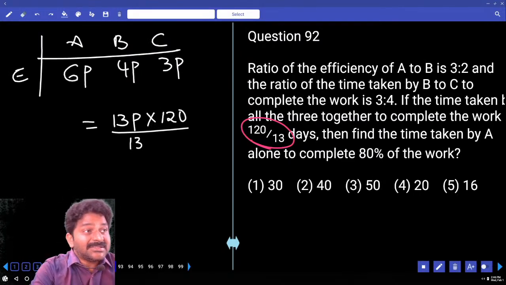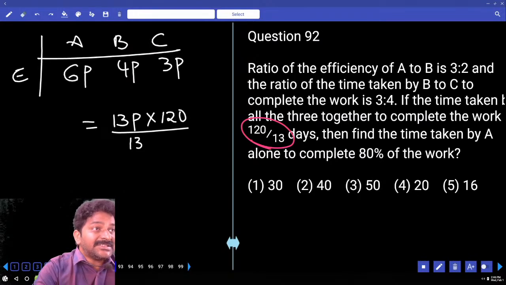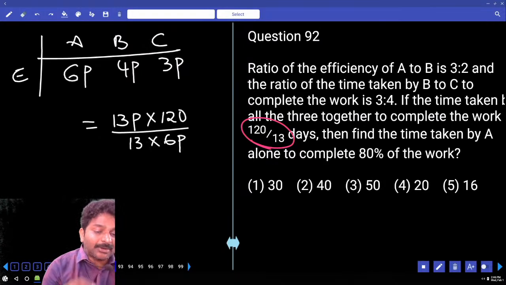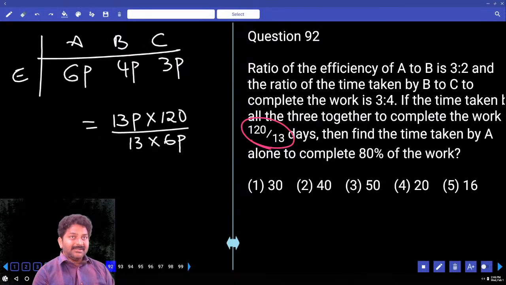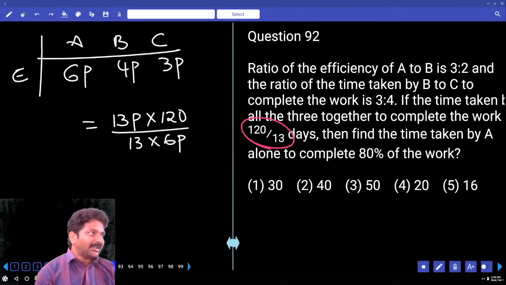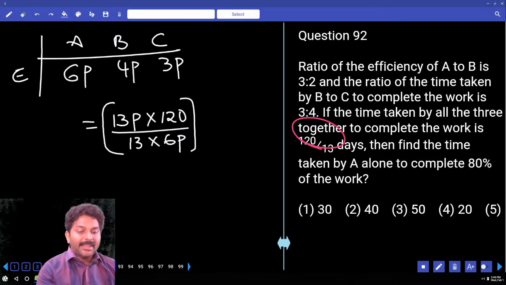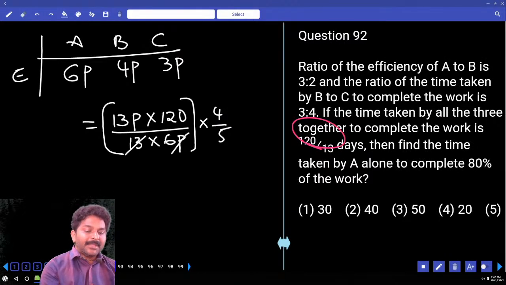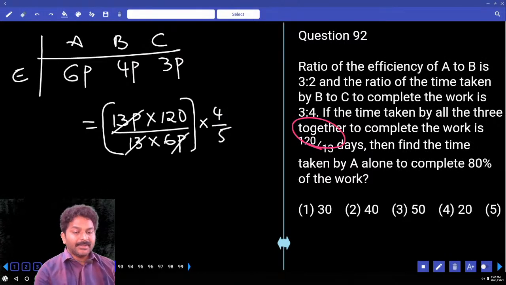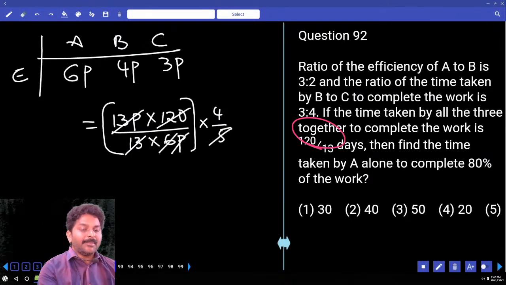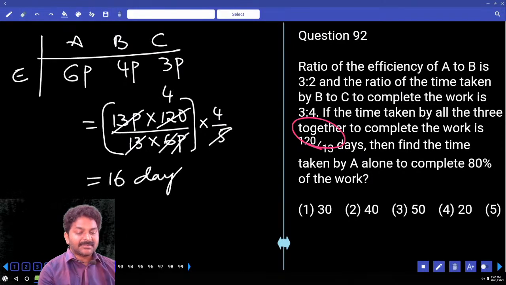Now who should complete this? A, where A efficiency is 6 parts. So the time taken by A to complete total work is equal to this much. But the question is the time taken by A to complete 80% only. Am I right? So we should take 80% of this time. 80%, can I write it as 4 by 5? 13 gets cancelled. 6 into 5, 30. 30 how many times is 120? 4 times. 4 into 4, 16 days. Direct answer.